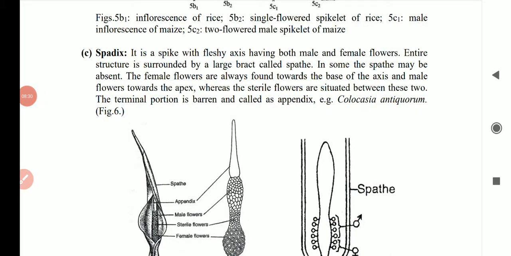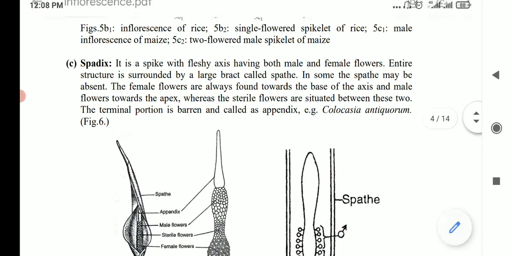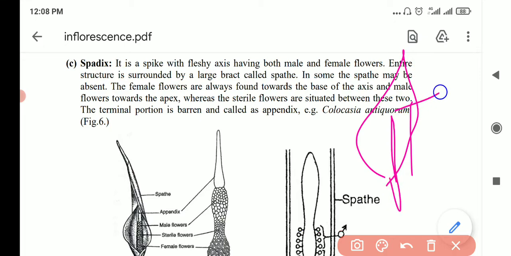Okay, and if you touch that flower, you'll feel like it's like your finger. It's very fleshy. So this spadix, it is a sort of a spike, but with a fleshy axis, because it feels like flesh, it feels like my hand or your finger. Fleshy axis that has both the male and the female flowers, okay. The entire structure is surrounded by a large bract called a spathe. So that giant covering is known as spathe, okay.